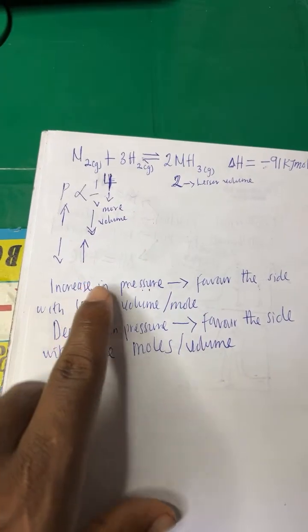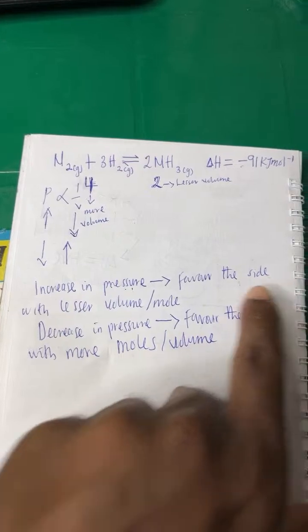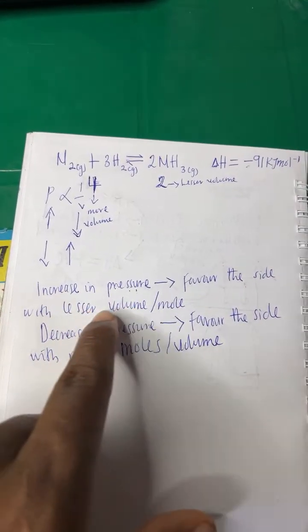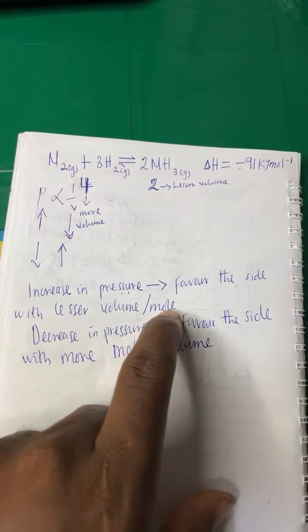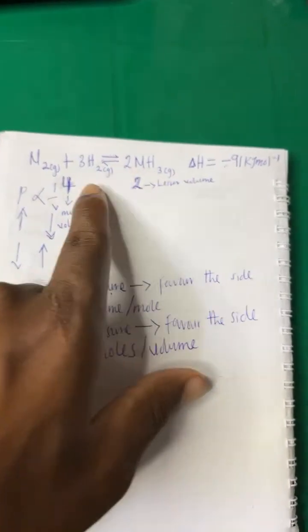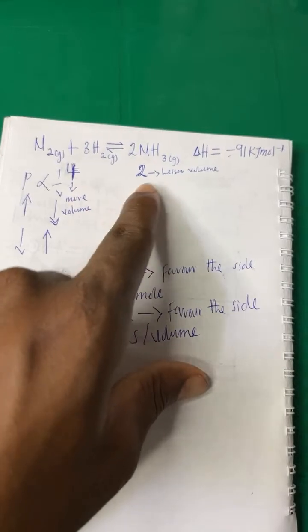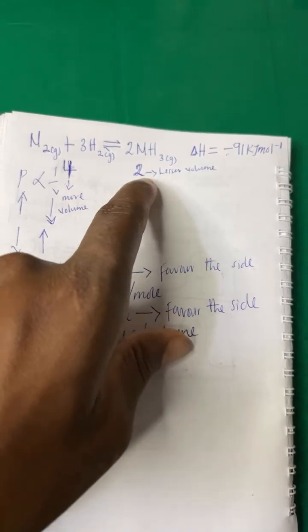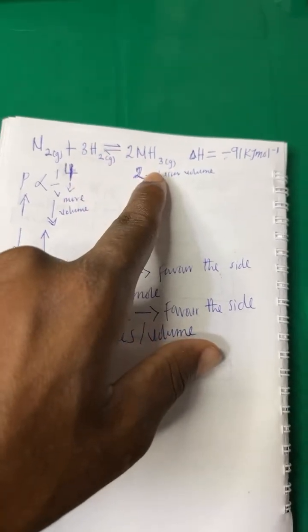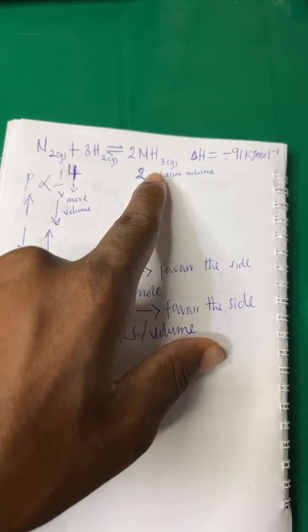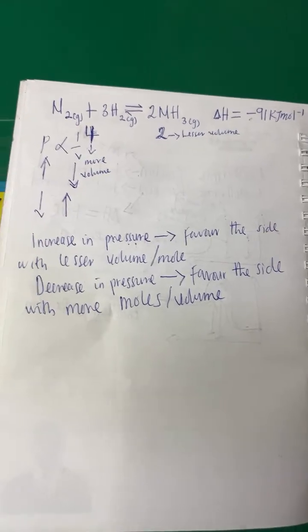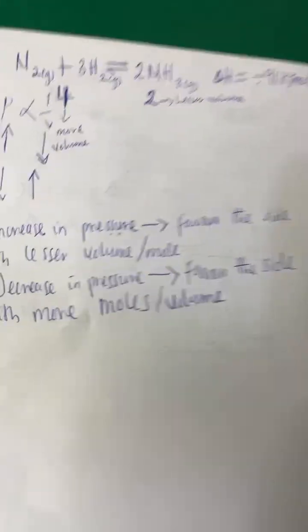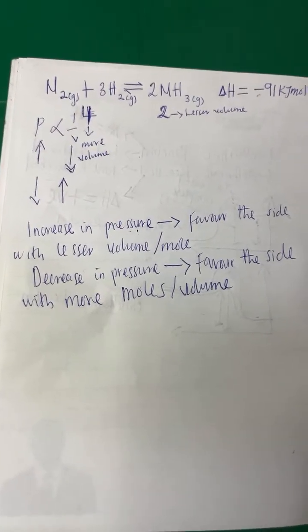I say that if there's an increase in pressure, it will favor the side with lesser volume or smaller moles, right? Between 2 and 4, which one is smaller? 2 is smaller. So it will definitely favor this direction, right? Do you guys understand?